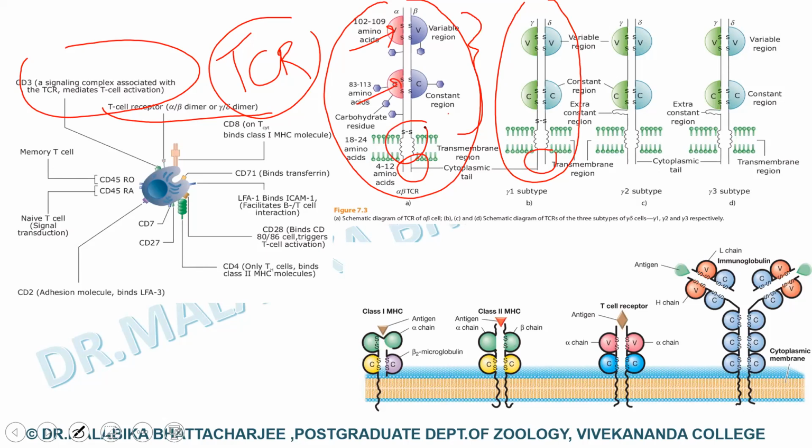The variable immunoglobulin-like domain contains 102 to 109 amino acids. The constant region Ig-like domain is made up of 83 to 113 amino acids. And the transmembrane domain consists of 18 to 24 amino acids, and the small cytoplasmic domain consists of 4 to 12 amino acids. But this is with respect to the alpha beta T cell receptor.